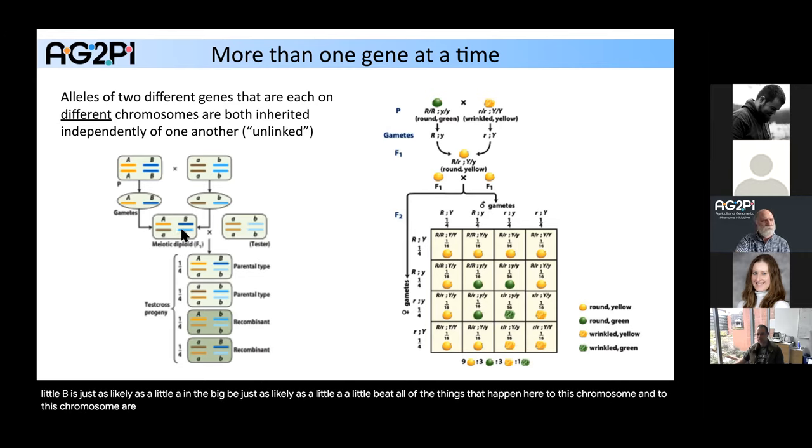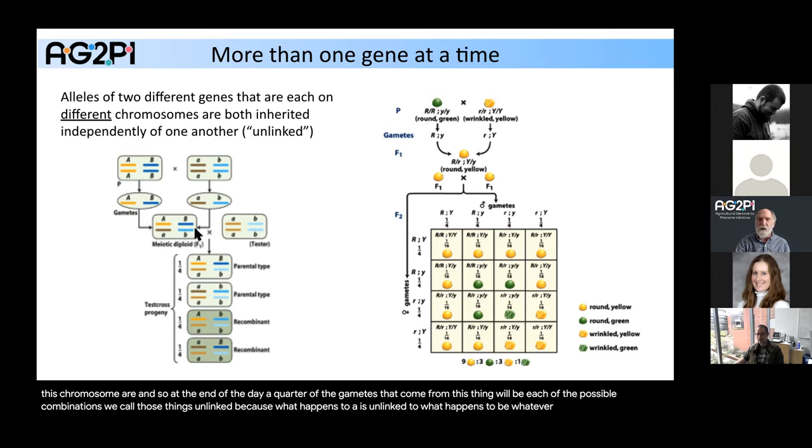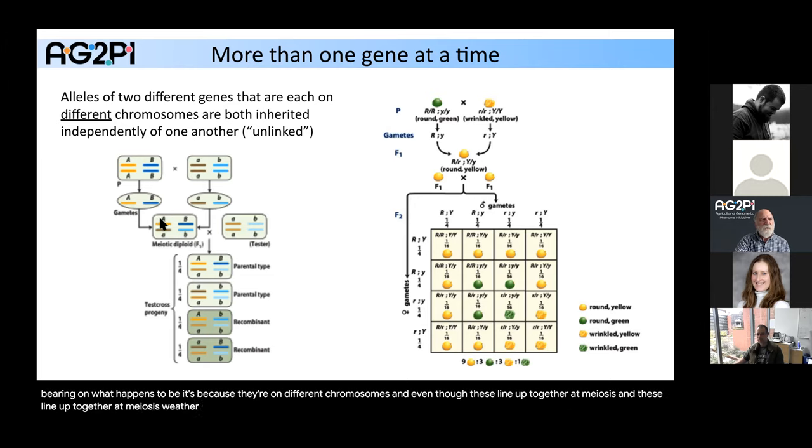of one another. Right? And so at the end of the day, a quarter of the gametes that come from this thing will be each of the possible combinations. We call those things unlinked because what happens to A is unlinked to what happens to B. Whatever happens to A has no bearing on what happens to B. It's because they're on different chromosomes. And even though these line up together at meiosis and these line up together at meiosis, whether this allele separates to the top of the picture or to the bottom of the picture is independent of whether this big B separates to the top of the picture or to the bottom of the picture, right? The important thing to note is that the two things are independent from one another or are unlinked. And we're not going to really worry about the rest of these things over here, although you can ask about them later if you like.